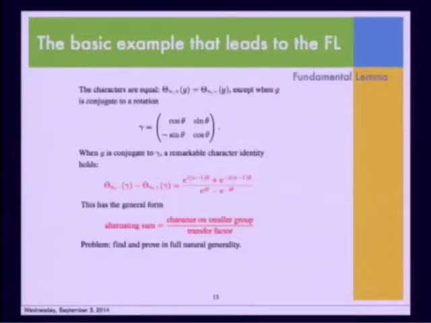The general form that we have here is some sort of alternating sum of things, and then we get a character on a smaller group, and they're equal up to some factor, a transfer factor. In this case, it's independent of n. So what we want to do is find an analogy for this on the other side of the trace formula in terms of conjugacy classes, and we want to express this in full generality. And when we do so, we'll have a statement of what is called the fundamental lemma.